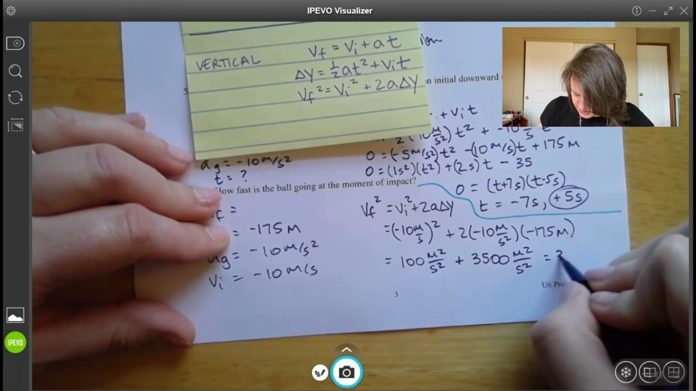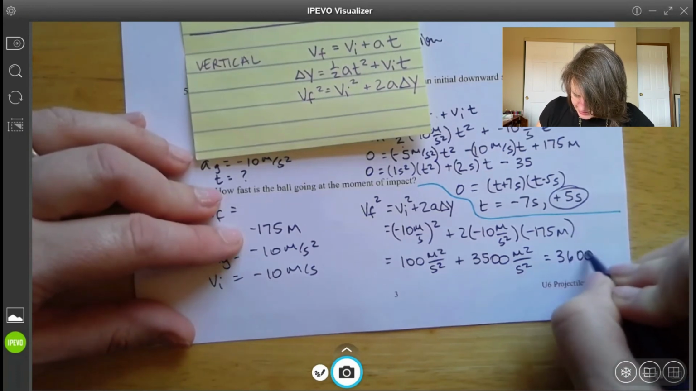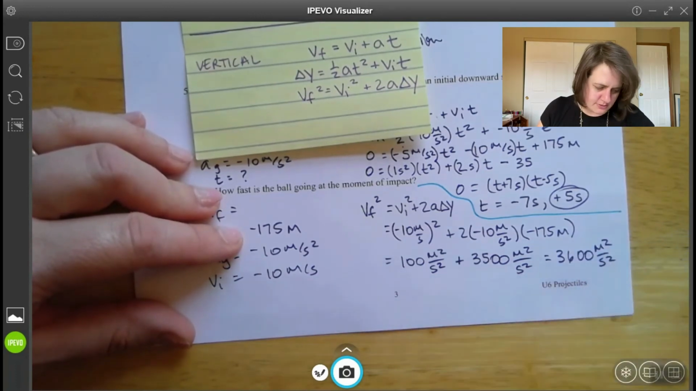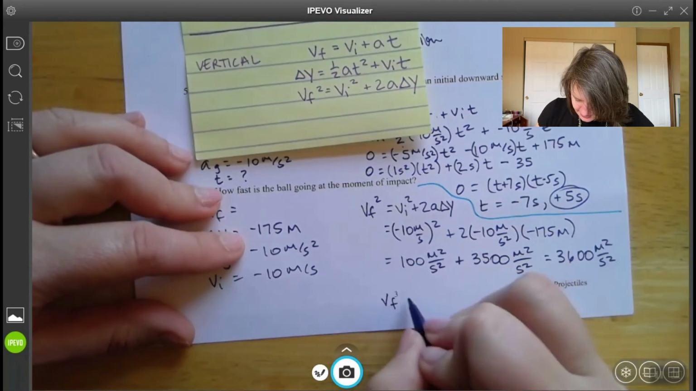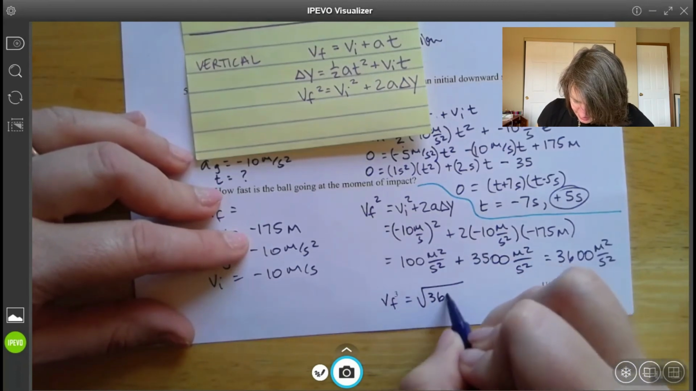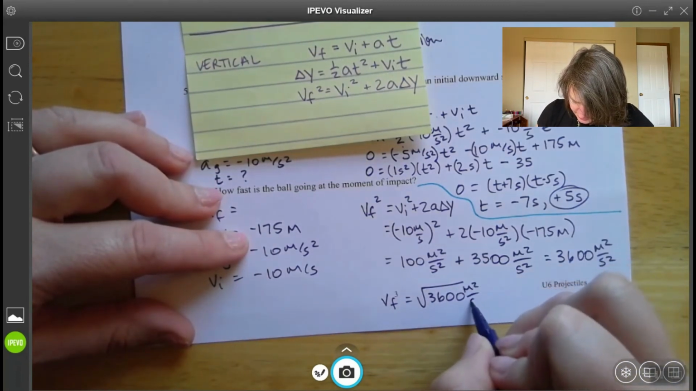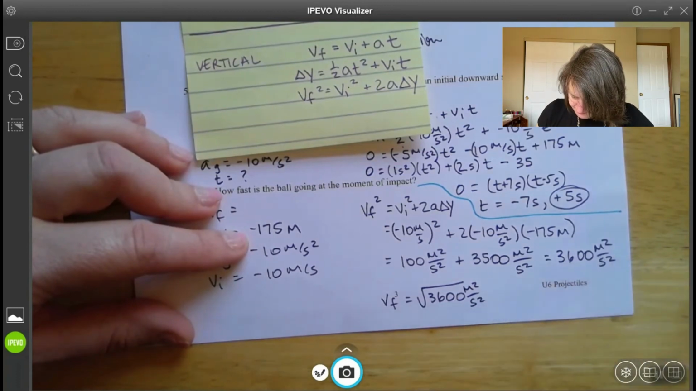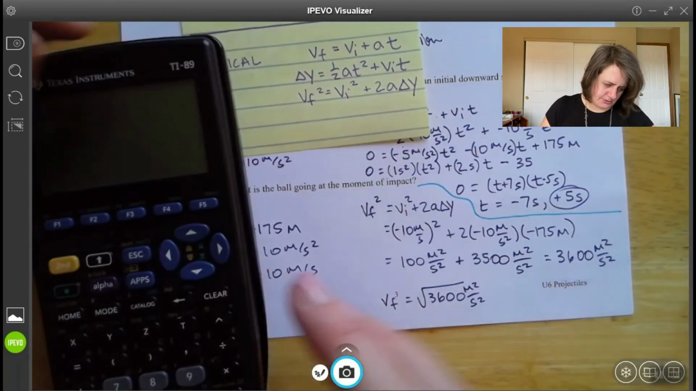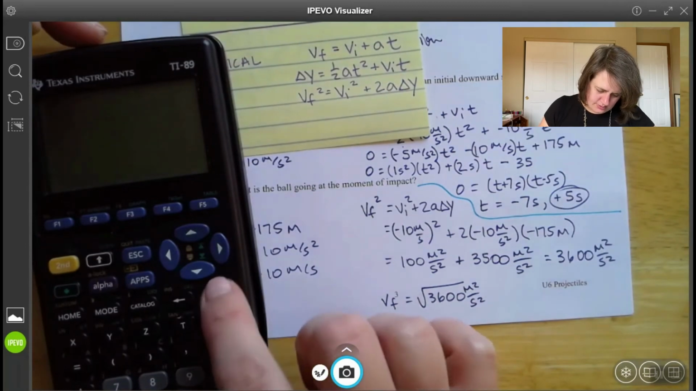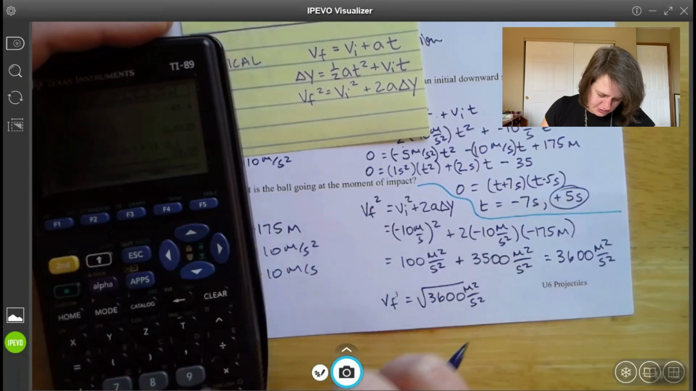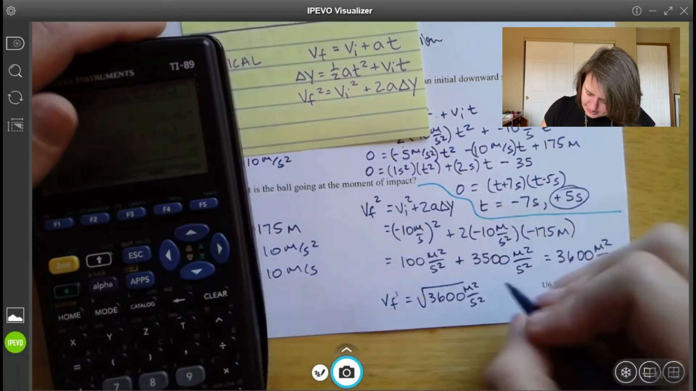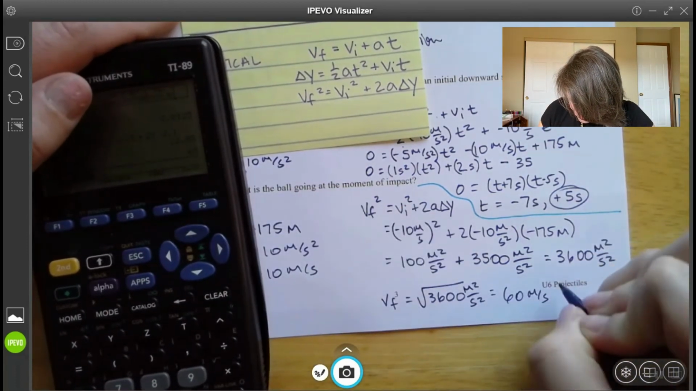So that gives us a total of 3,600 meters squared per second squared. That's pretty nice. We can do that, right? So our final velocity is equal to the square root of 3,600 meters squared per second squared. I believe that's 60. Just going to double check. Nothing wrong with double checking our math. Yep, and I got 60 meters per second.